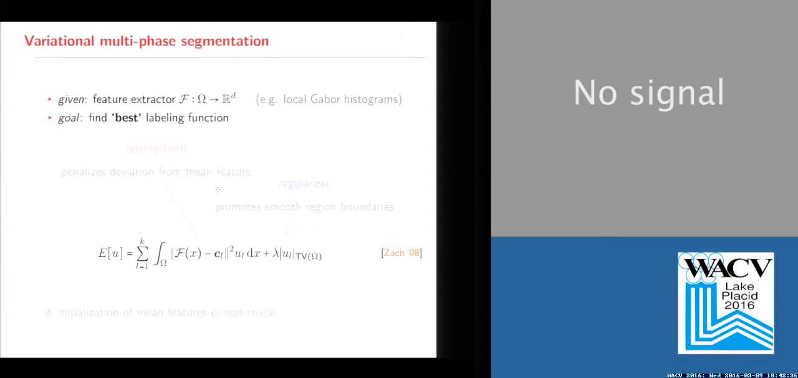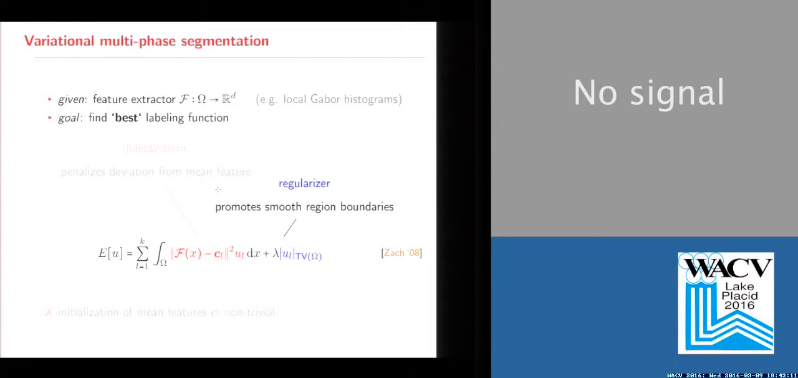And often these functionals are then comprised of two terms. One is the fidelity term, which measures how well your current labeling fits to the data. So here we penalize if the feature at a certain position deviates from the mean feature of the corresponding region. And this steers the segmentation that we multiply with this difference towards 1 for the correct region and towards 0 for the incorrect regions.